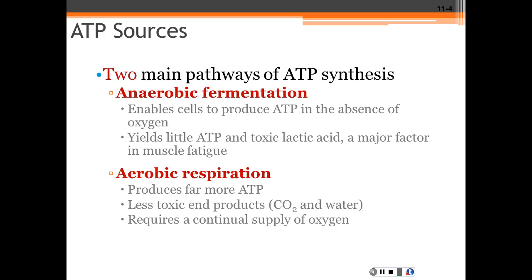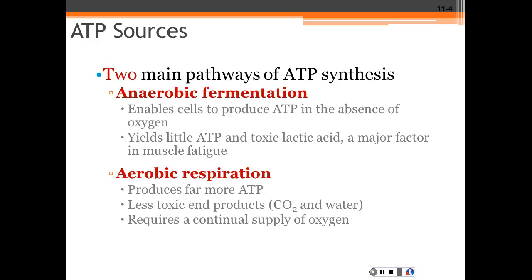Okay, so anaerobic fermentation allows the cell to produce ATP without the need for oxygen, like I mentioned, but the ATP yield is limited. The process generates lactic acid, which can contribute to muscle fatigue. Now, aerobic respiration produces more ATP and no lactic acid, but it requires a continuous supply of oxygen. In a resting muscle, most ATP is generated by the aerobic respiration of fatty acids.